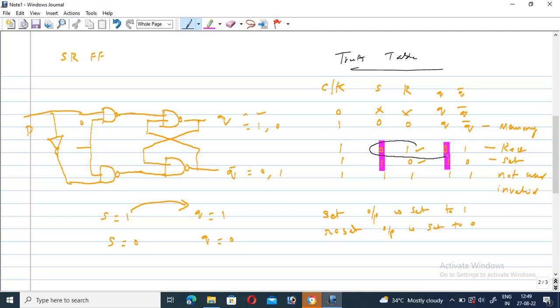S is equal to 1, R equal to 0 condition, Q is equal to 1. So when S is equal to 1, Q is equal to 1. So this is nothing but the set and reset condition.